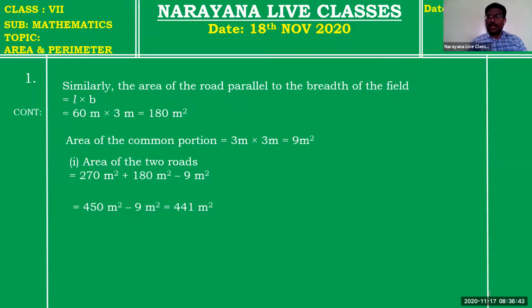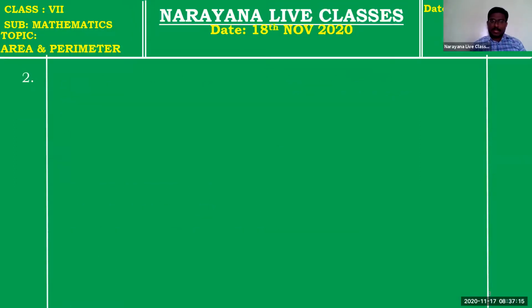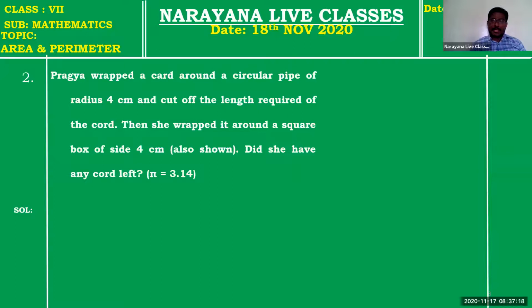Now what we need to find? We need to find the cost of constructing the roads at a rate of 110 rupees per meter square. That is cost of roads, 110 into 441. So if you multiply, 0 will be 0, 11 ones are 11, 1 is a carry. Next 11 fours are 44, 1 is a carry, now 45, 4 is a carry. 11 fours are 44, 44 plus 4, 48. That is the cost of constructing the road: 48,510 rupees.